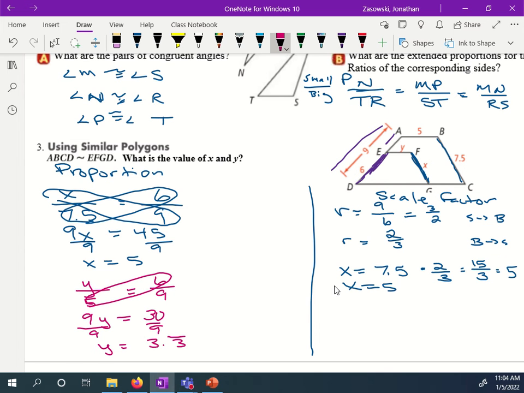So can we use the same approach for the scale factors? Sure, right? If we take 5 and multiply it times 2/3, 5 times 2 is 10, divided by 3 is still 3.3 repeating. So we know y would equal 3.3 repeating, okay? So you can use scale factors or proportions. Pick one, stick with it, whatever you feel comfortable with, okay?